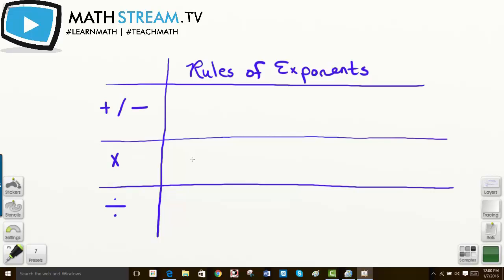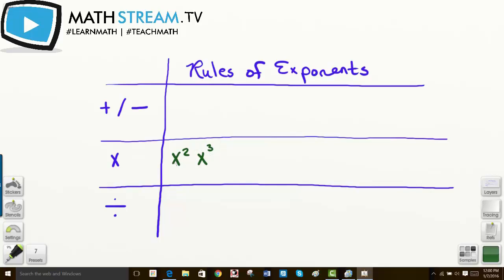Let's start with multiplication, because that's what we've been doing most often in class. I know I put that in the middle of the chart just because addition and subtraction is usually first, but let's start with multiplication. So if I had, let's say, x squared times x cubed. First, let's think about what that means.